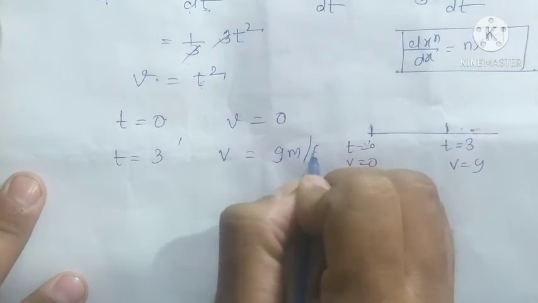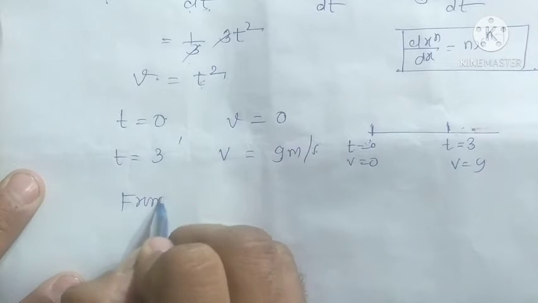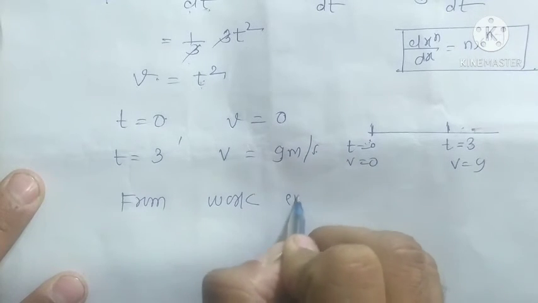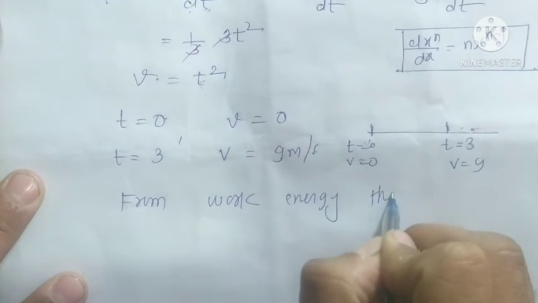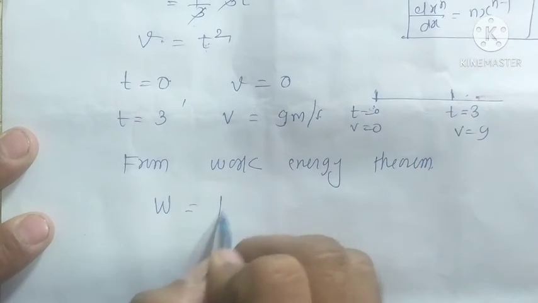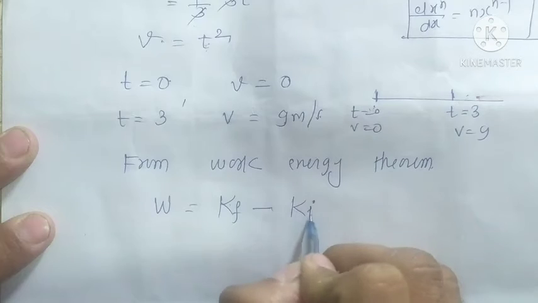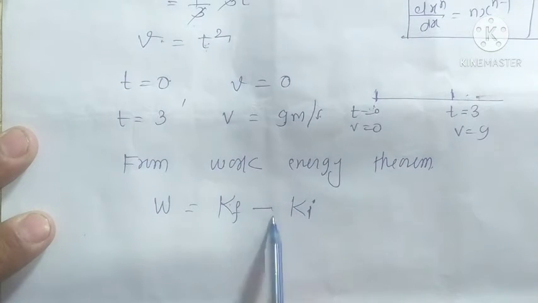9 meters per second. Now we have to find the work done. From the work energy theorem, we already know that W is equal to the final kinetic energy minus the initial kinetic energy, the difference between the final and initial kinetic energy.